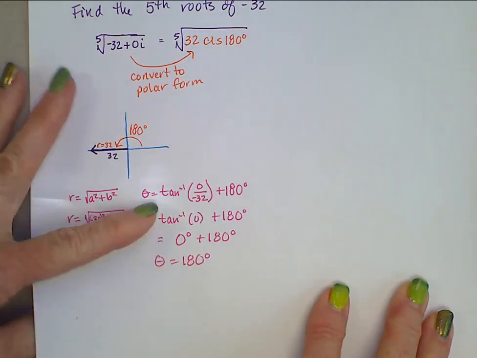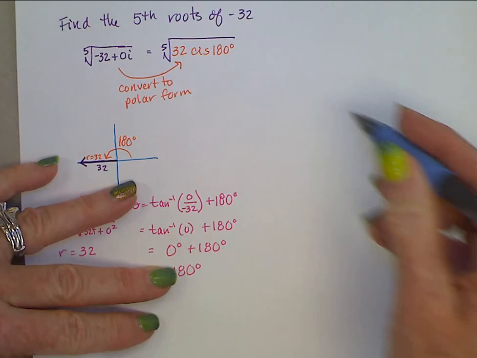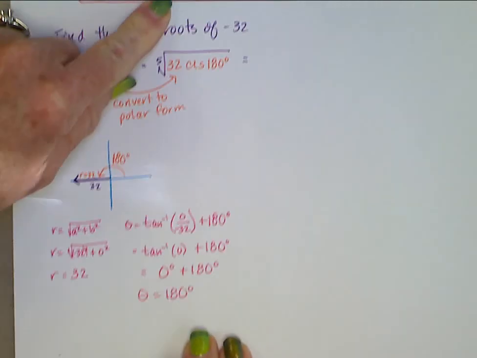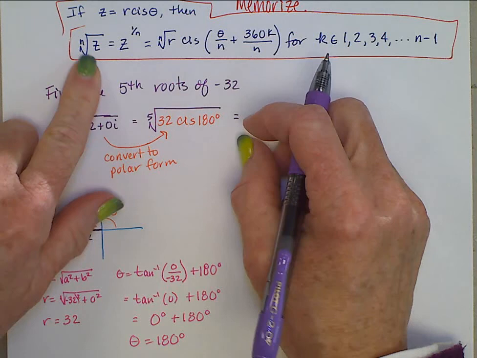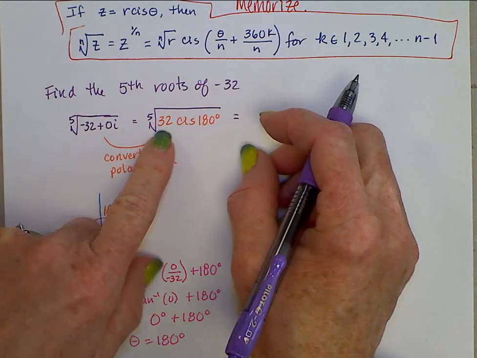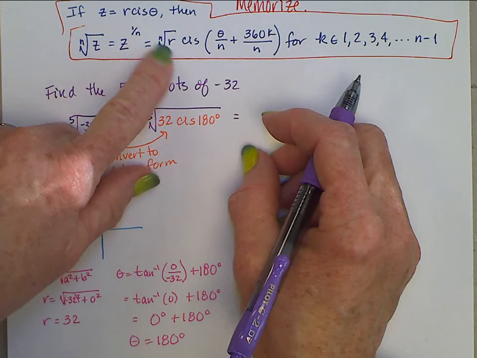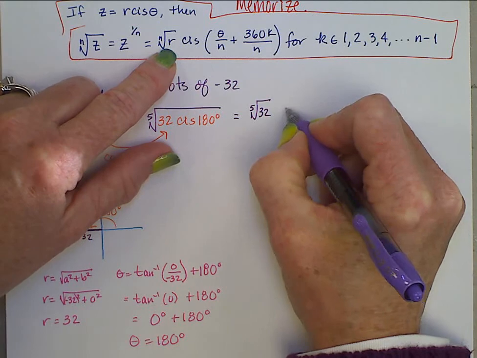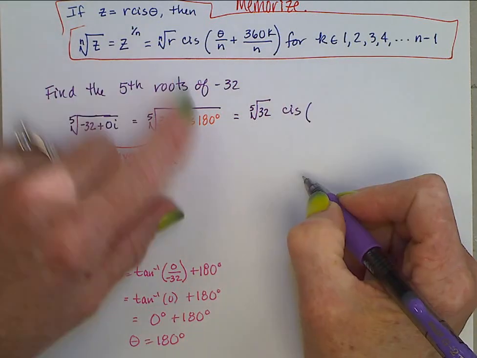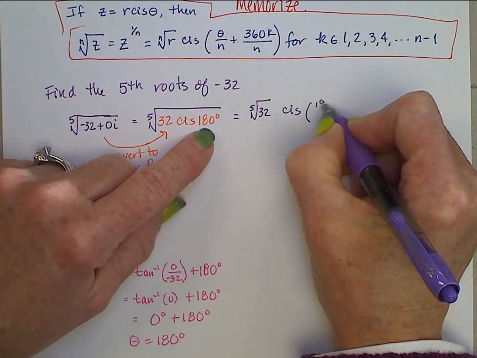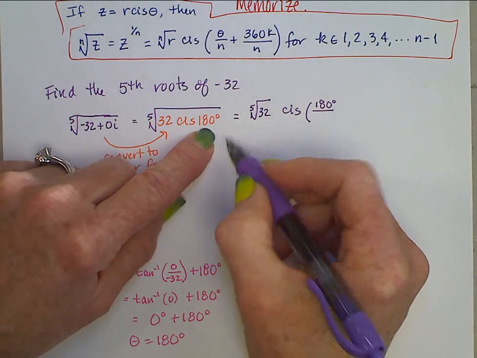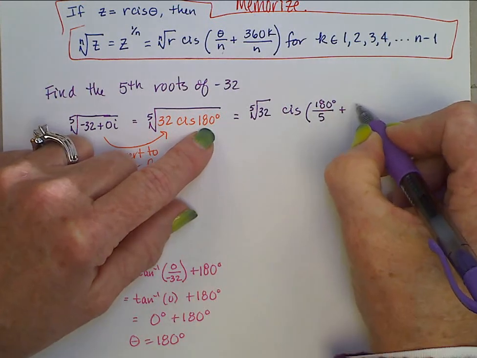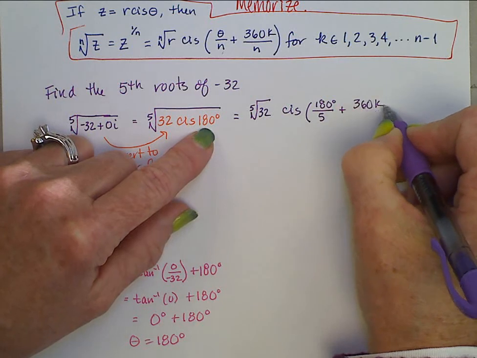All right, now let's go ahead and do those roots. And following this formula right up here, let me move this down so you can see it. So finding the nth root of z, so we want the fifth root of this number, means we're going to have to do the fifth root of the r, fifth root of 32, cis, theta over n, here's your theta, 180 divided by n, that's the number of the root, so divided by 5, plus 360, k divided by 5.